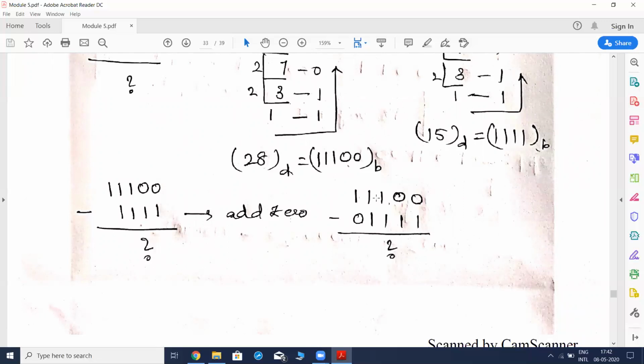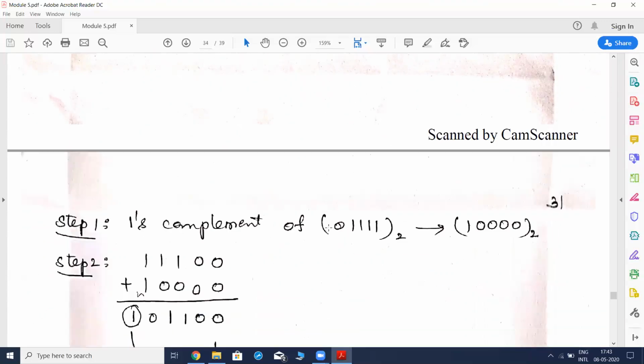So here 11100 is your minuend. Your subtrahend was 1111 because 15 is being given, so you can represent 15 in 4 bits. You must append a 0 over here. If you are not appending a 0, you will result in something which is not correct. So make sure that before going into the procedure, you see to it that both subtrahend and minuend have the same number of bits.